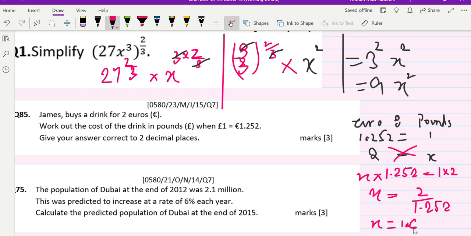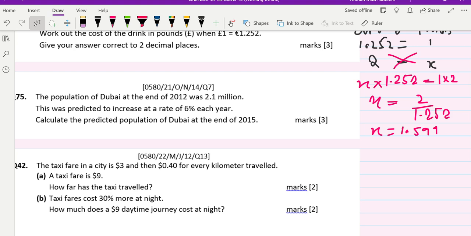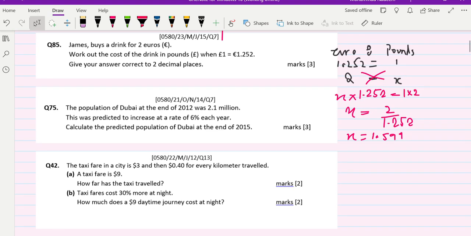Or if I don't round it up, in the question it is given that write your answer in two decimal places. So the full answer is 1.597, and in two decimal places you will write 1.59. Okay, always follow the instructions that are given in the question, so you will get the full marks.